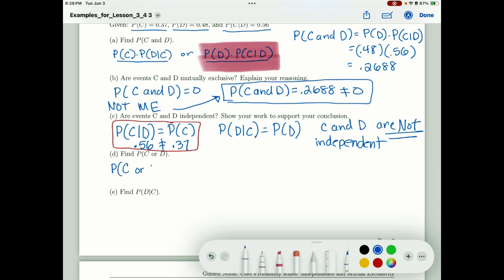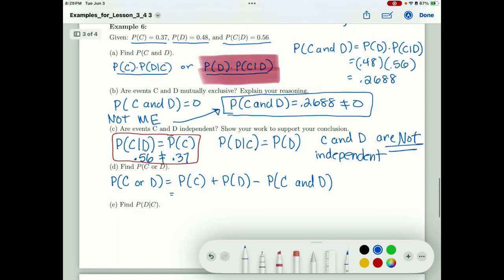Part D, we're going to find the probability of C or D. If I use my addition formula, I've got the probability of C plus the probability of D, and then I subtract off anything that they have in common, which is the probability of C and D, and I fill in the information that we have and figure out the arithmetic.